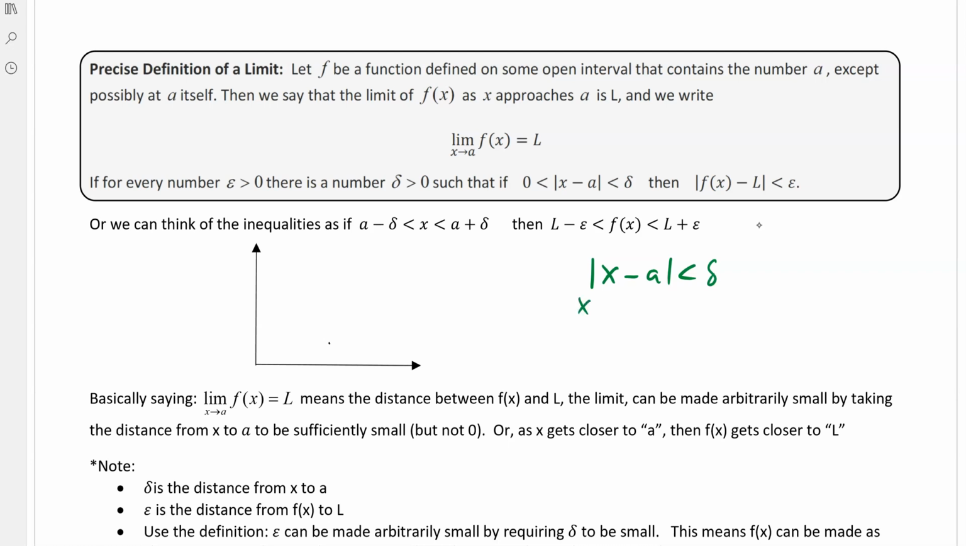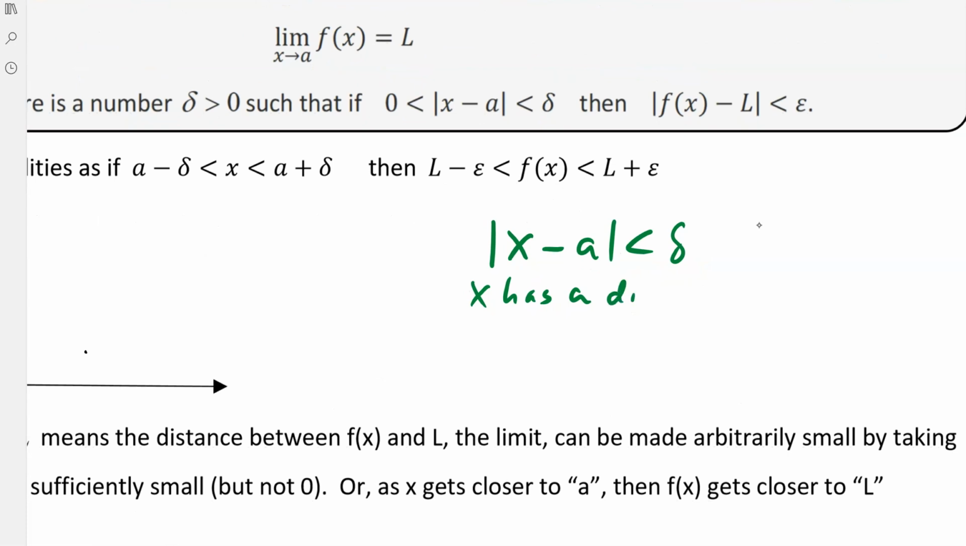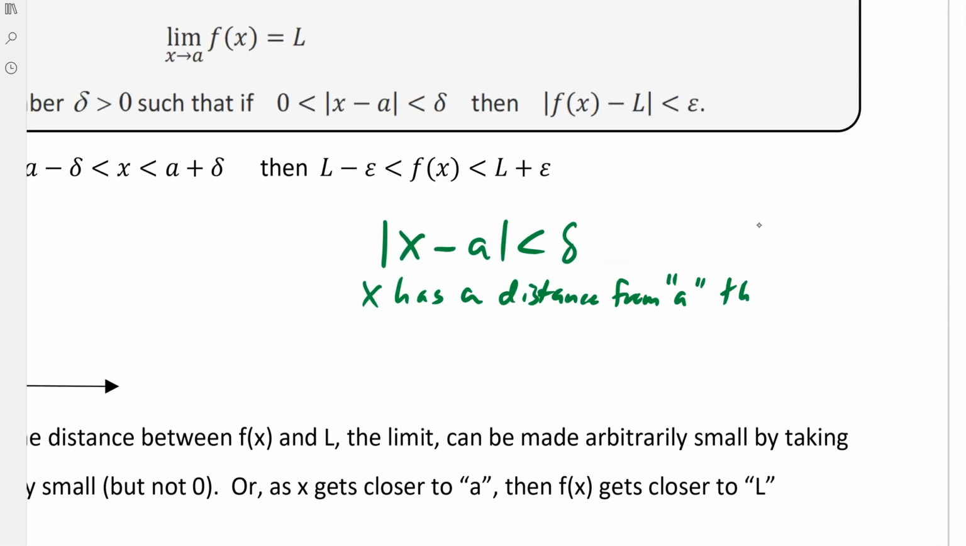So we're saying our x has a distance from a that is less than our delta, right? So we're just using those variables. So our x has a distance from a that is less than delta.